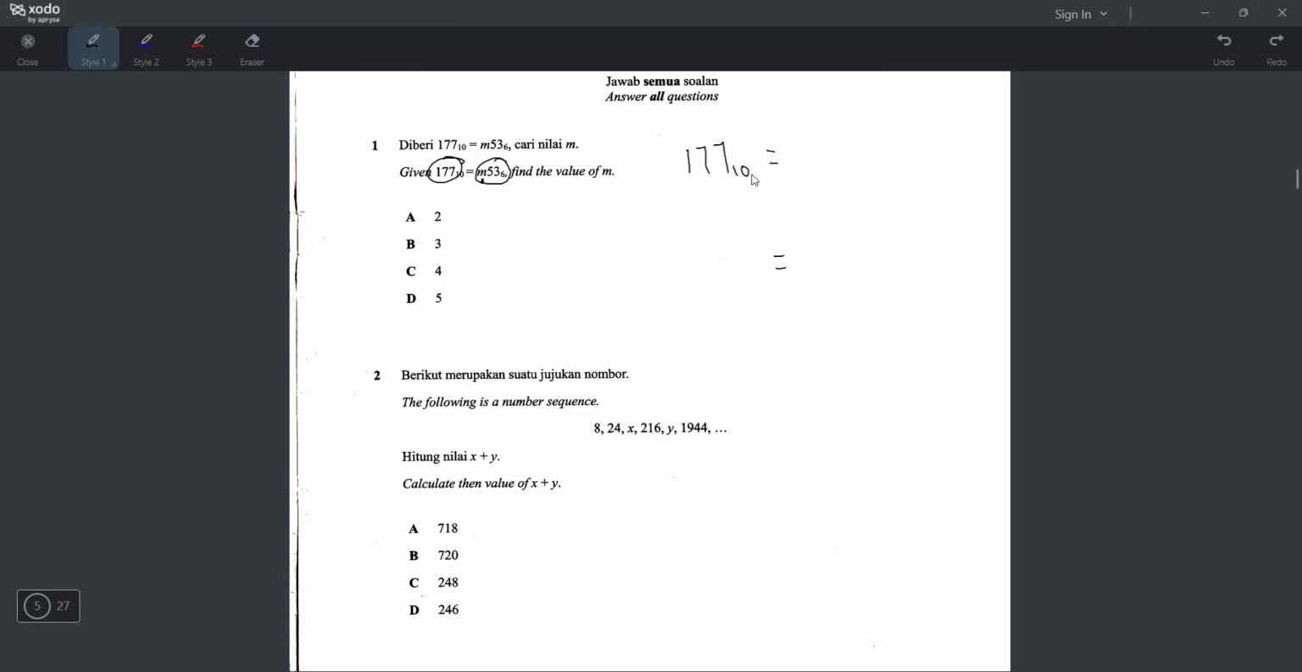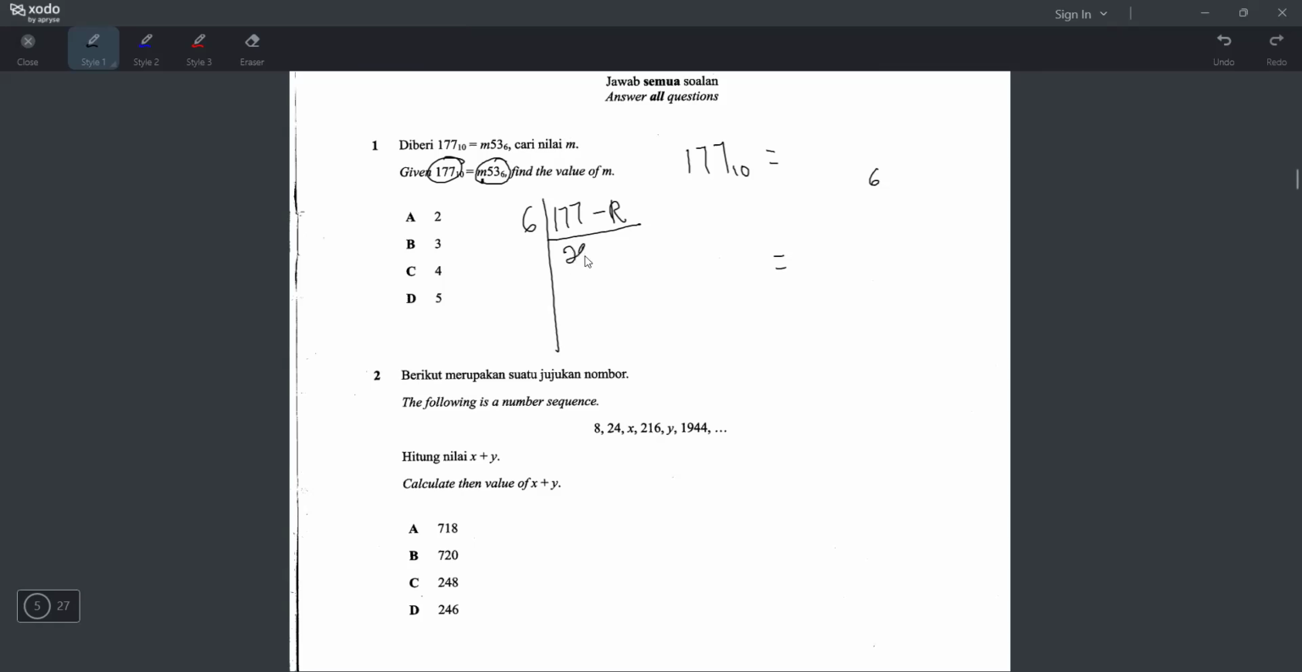So how to convert base 10 to base 6? Okay, if you want to convert a base 10 to a smaller base, you will use the divide method. What is the divide method? The divide method is you draw this line like this, and then here you write the remainder, and then you divide by 6, right? Okay, so I will press my calculator, 177 divide 6. My calculator gives me 29.5.